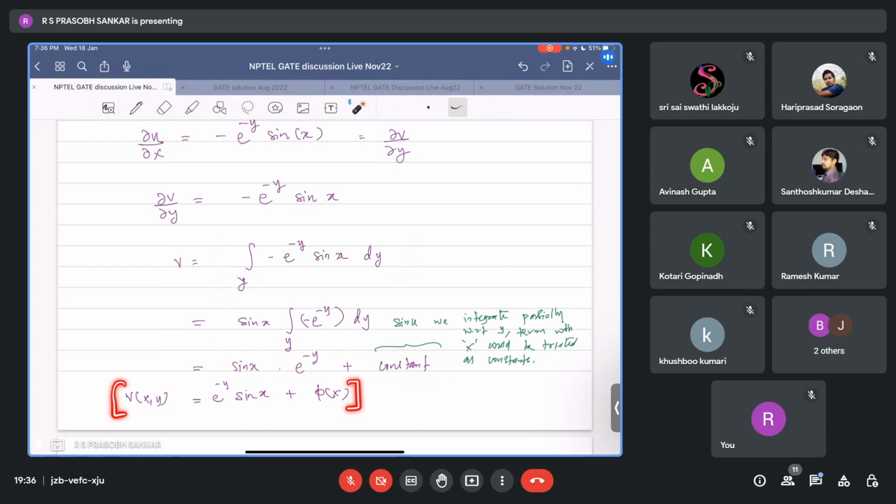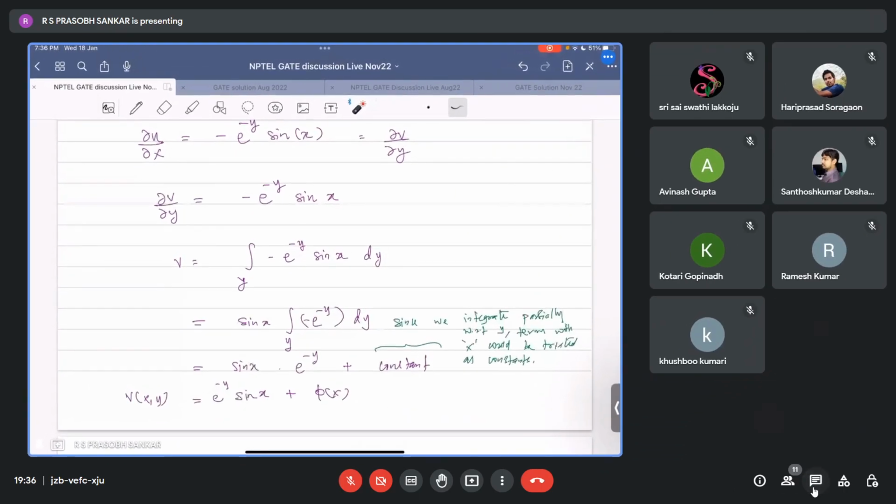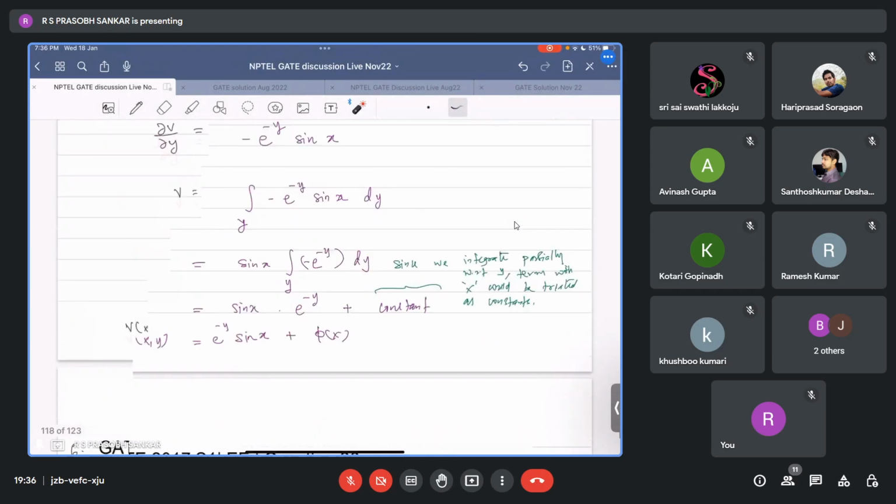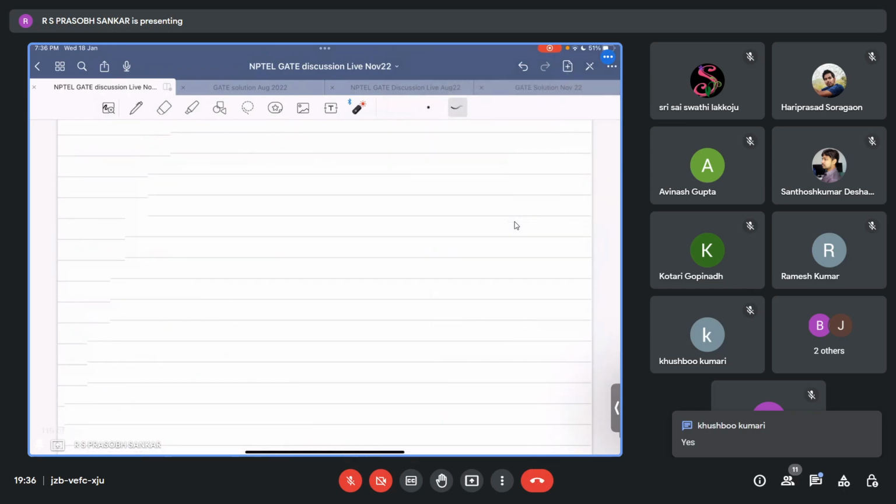So what do we have? This v of x y is of the form e raised to minus y sin x plus phi of x. Don't know what this phi of x is. Sorry for any doubts. Shall I continue? I think I can continue. Yeah.